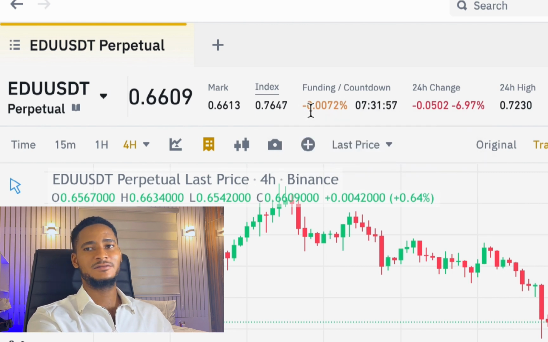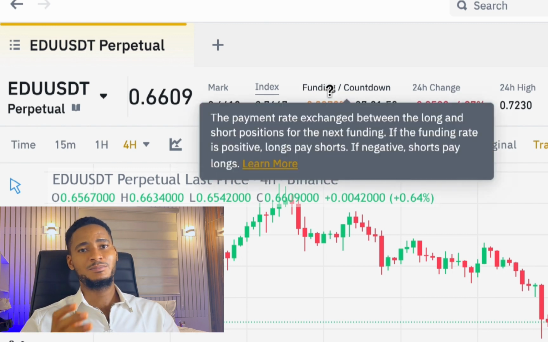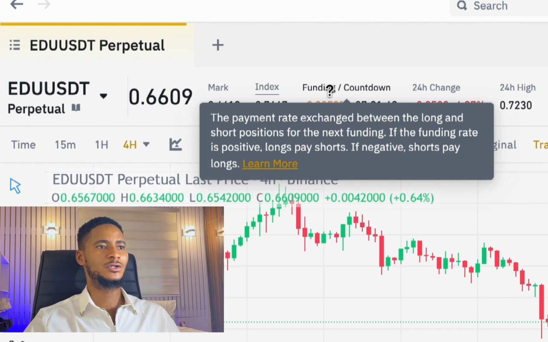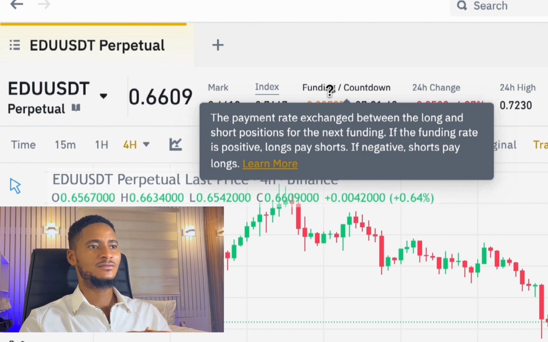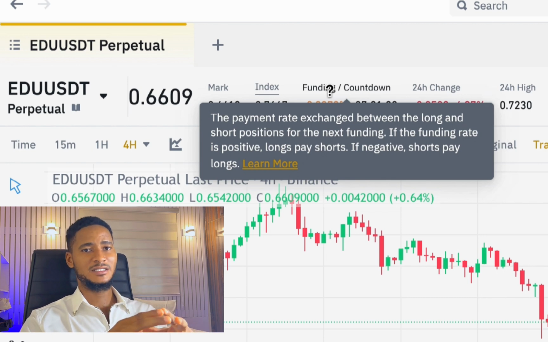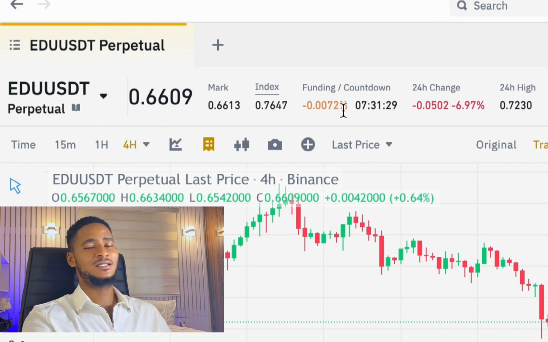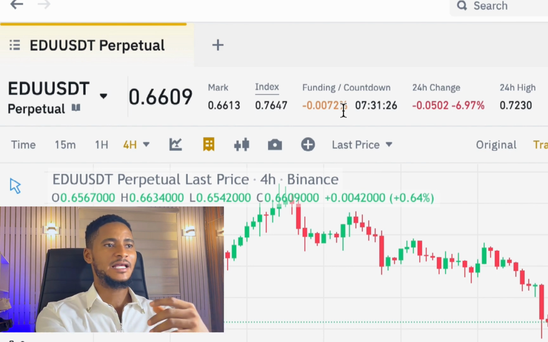It is negative right now, and like I said, let's try to read what is written here. The payment rate exchange between the long and the short positions for the next funding. If the funding rate is positive, long will pay short, and if it is negative, short will pay long. I'm going to explain this, but I need you to understand that at some points this would be positive, and at other times you will see that it is negative. When the funding rate is negative, just like we have here, it means the price in the perpetual contract is lower than that in the spot contracts, which means you should buy.